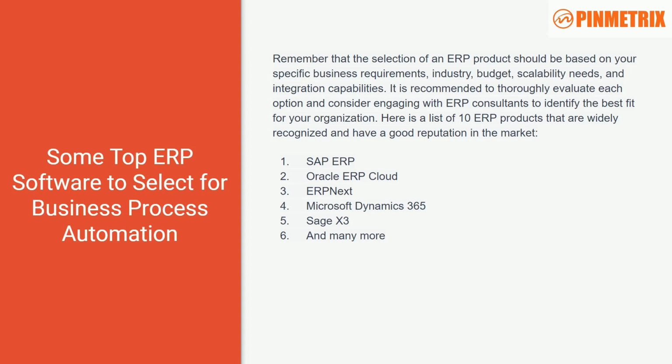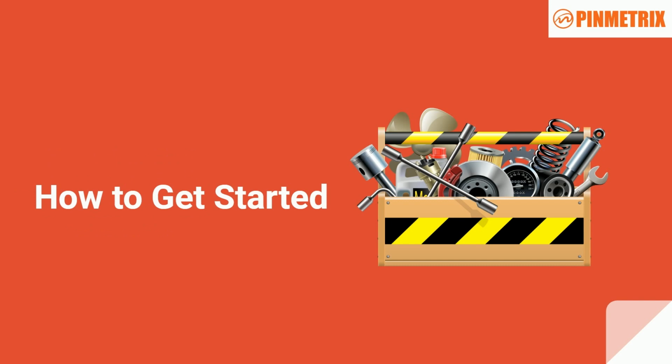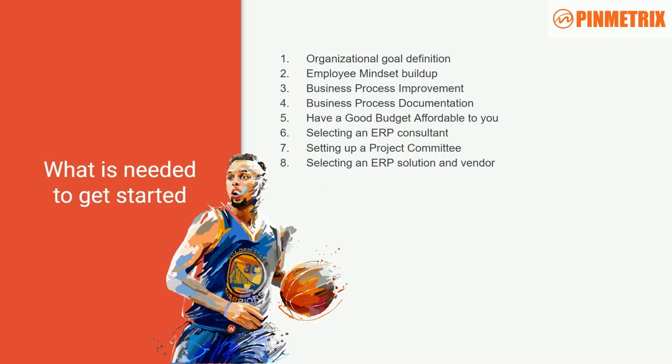Now, how do we get started? What are the things that actually need to be done to get started? Based on all I have been saying in this webinar, we can highlight some key things that can make us get started. So what are these things? Number one, we have identified that we need an organizational goal. So you must be able to define a clear organizational goal.